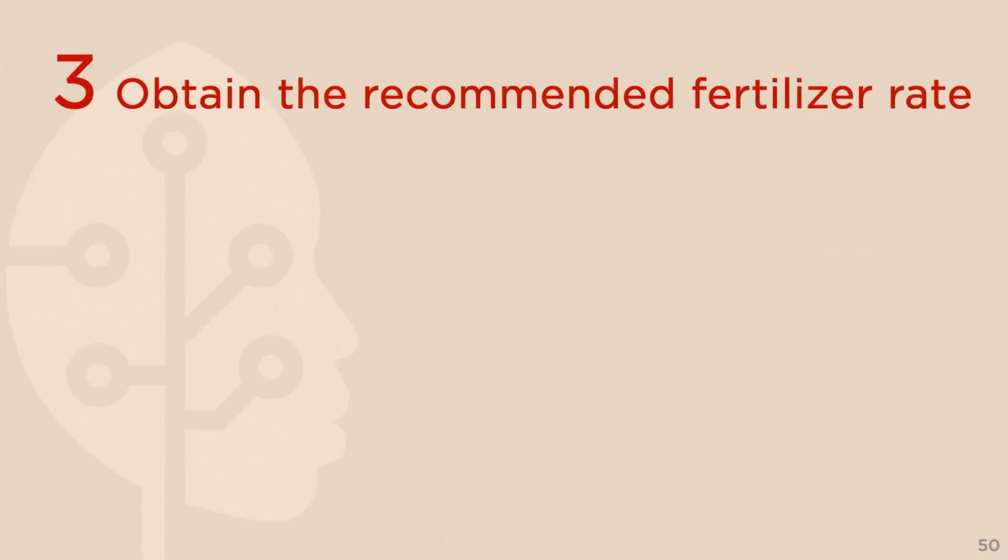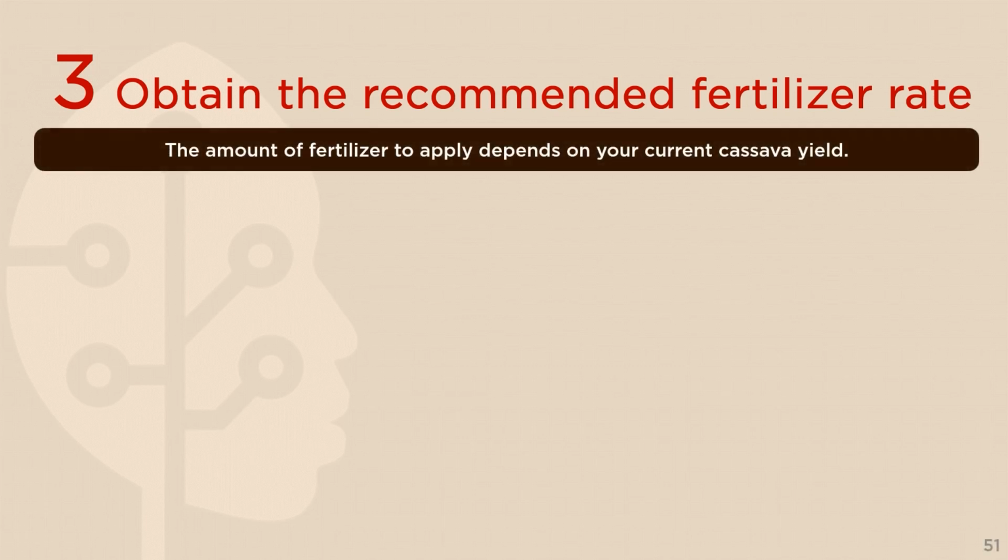We can now move on to step 3. Obtaining the recommended fertilizer rate. Deciding the amount of fertilizer to apply is the most difficult step. The amount of fertilizer to apply depends first of all on the fertility of your soil. The best way to know your soil fertility is to check what yield you typically obtain in your farm without applying fertilizer. This is your current cassava yield.